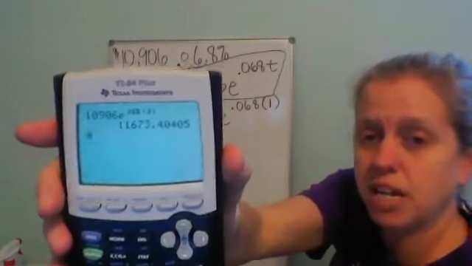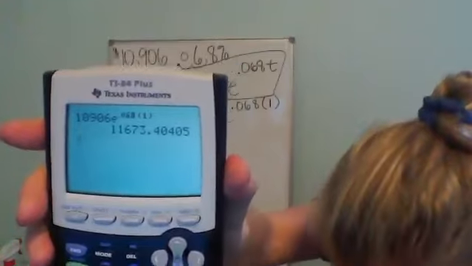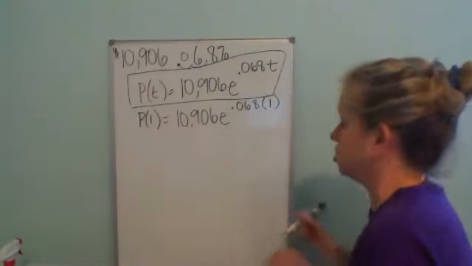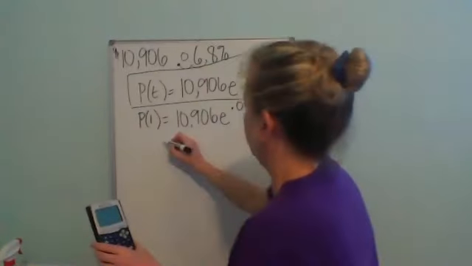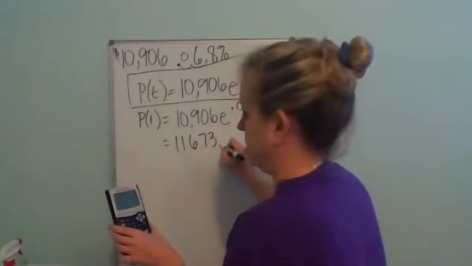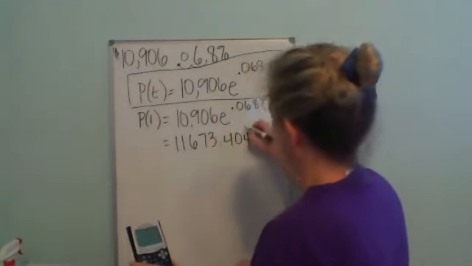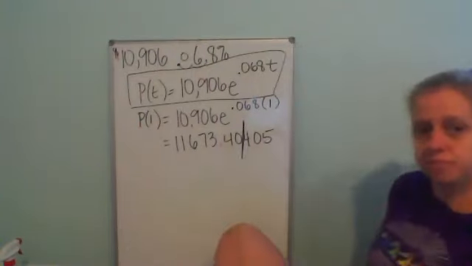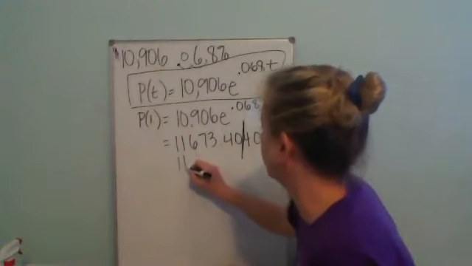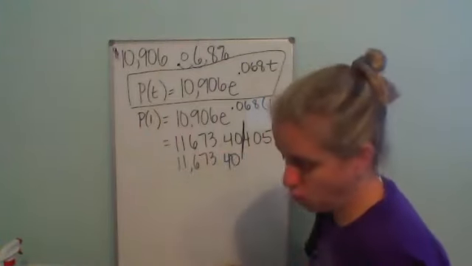So there's how much money you would have after 1 year. And it wants you to round it to 2 decimal places. Since it's money, it wants you to show the cents. So this gave me $11,673.40405. So cents would be right here. So let's see, 4 won't round that up. So again, I'll have $11,673.40.